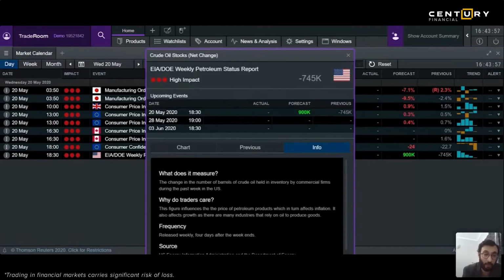Why do traders care about it? Because this figure, how many barrels they are holding, influences the price of petroleum products, which in turn affects inflation. It also affects growth, as there are many industries that rely on oil to produce goods.